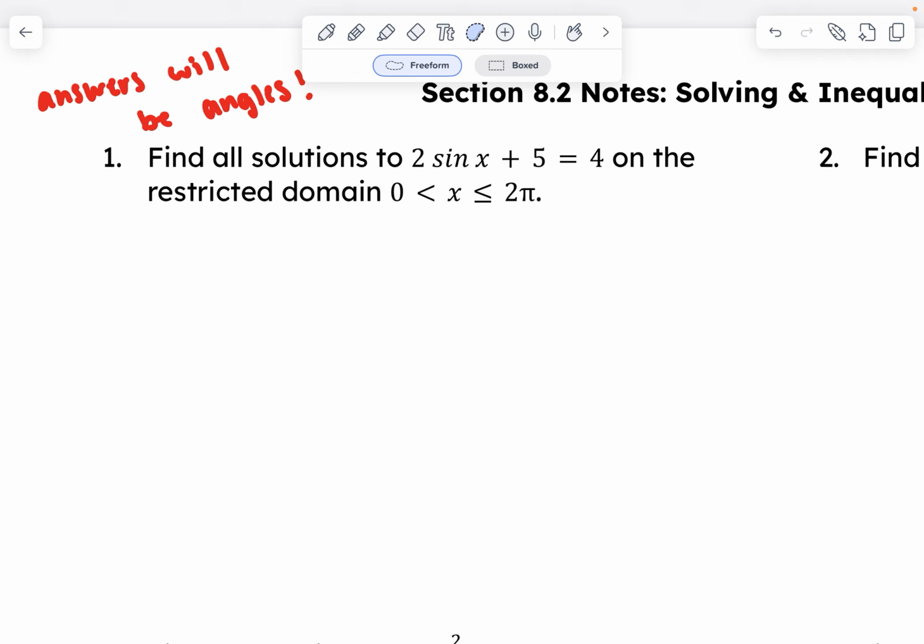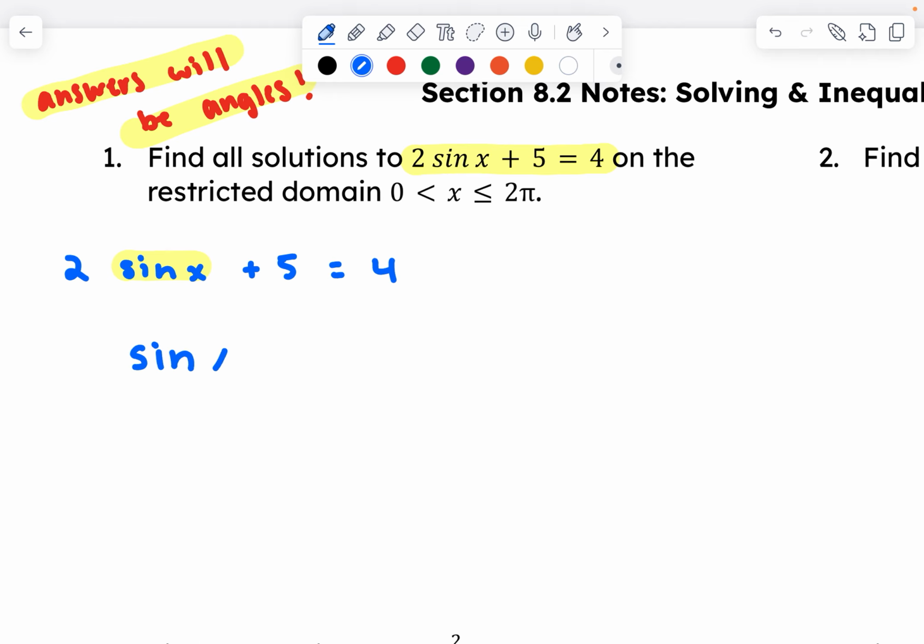All right. So now we're going to talk about solving, which, similar to inverse functions, your answers are going to end up being angles. So we have this equation right here, and our goal is to determine what the value of x is. So I'm going to start by writing out my problem. 2 sine x plus 5 equals 4. And I'm going to start by isolating this term right here, the sine of x. So I'm going to subtract 5 and divide by 2.